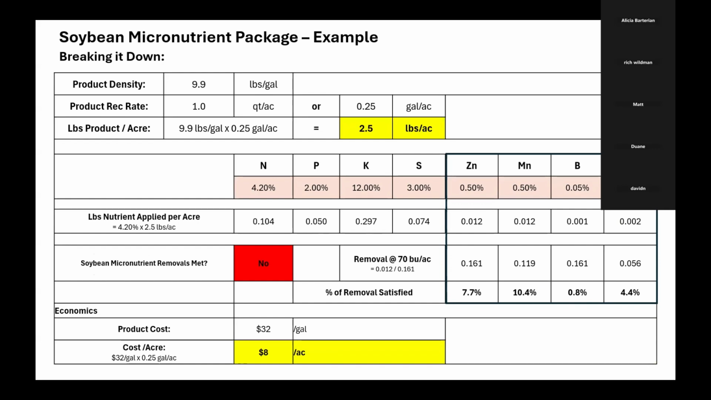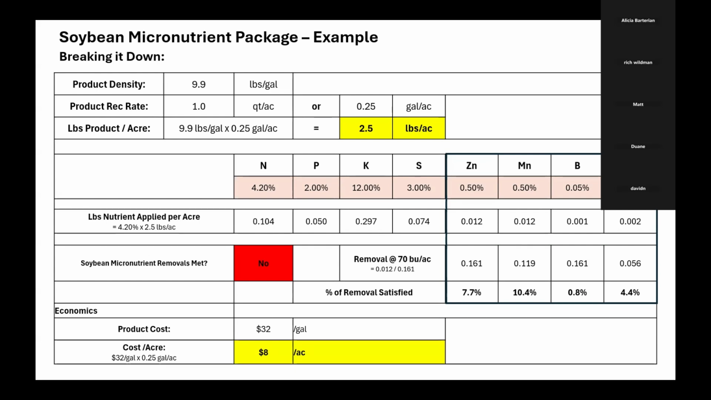So, same exercise for this micro for the soybeans. You start with your product density of 9.9, and then you look at your product recommended rate of 1 quart. You multiply the two, and you get 2.5 pounds per acre. Then in the next step, you calculate your pounds of nutrient applied per acre. So you go across for zinc. The label says you have 0.5% zinc in that product. You multiply it by your pounds of product per acre, and you get 0.012 pounds of nutrient applied per acre.